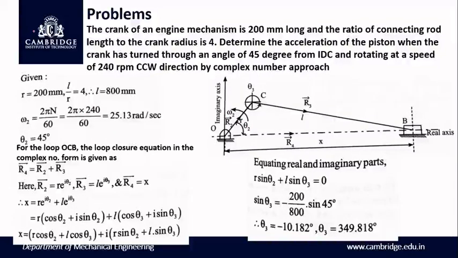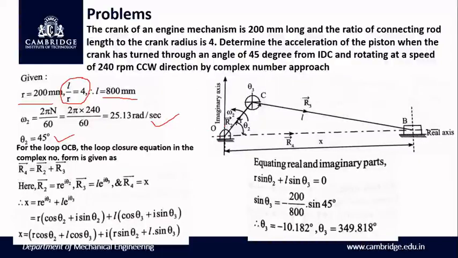So the given crank radius is 200 millimeter, so R is equal to 200 millimeter, and the ratio of the connecting rod length to crank, that is L by R, is equal to 4. Hence 4 into 200 gives us the length of the connecting rod, that is 800 millimeter. The speed is given as 40 rpm. Using 2 pi N by 60 we can find the angular velocity of the crank, omega 2, which is equal to 25.13 radians per second. The angle is also given, that is theta 2 is 45 degree.